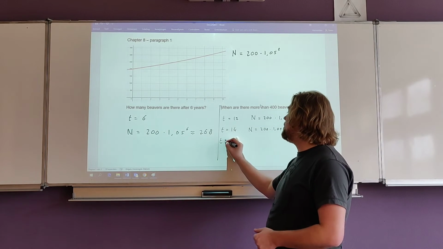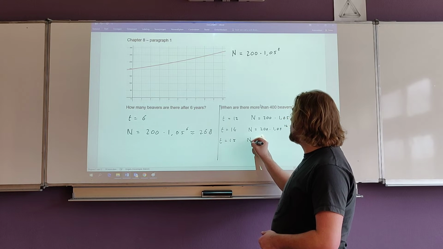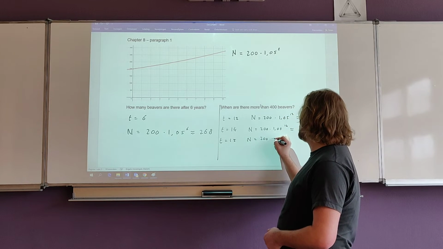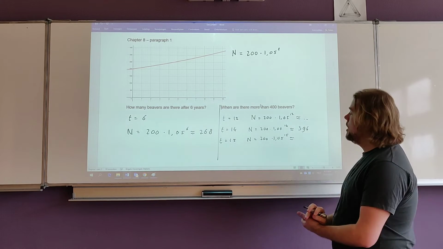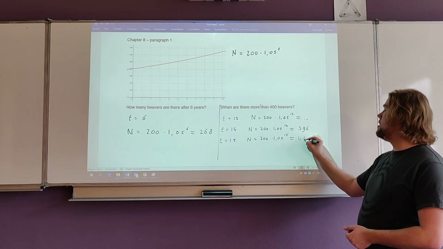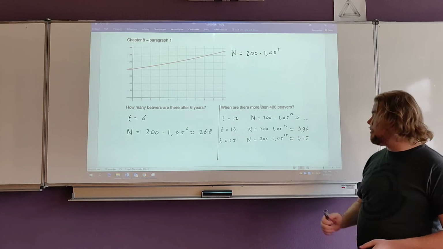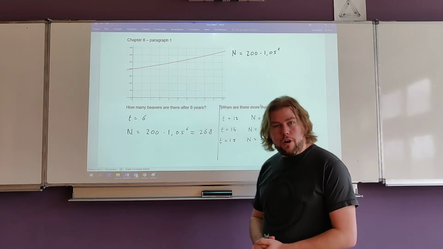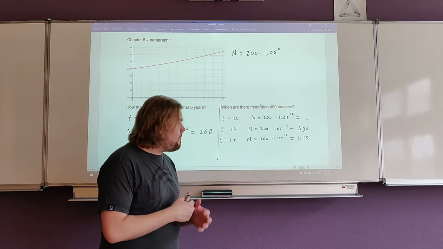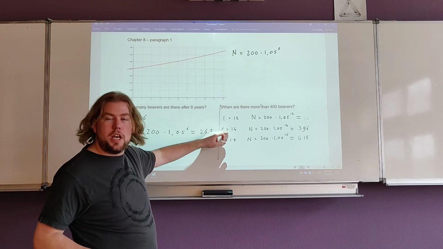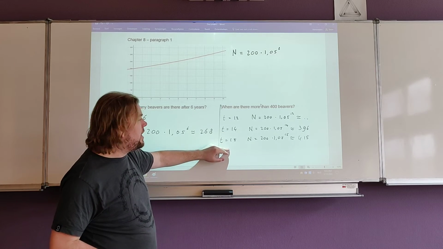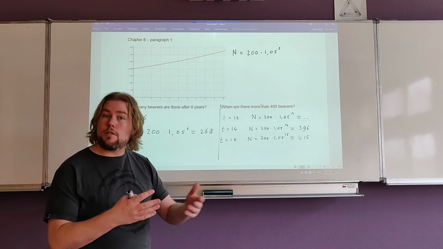So if I fill in 15, right, so we're going to fill that in, 200 times 1.05 to the power of 15, then we get 415 beavers. So when are there more than 400 beavers? Well, if we just measure it every year, then we would say after 15 years, right? Because after 14 years, it's still not enough. Now, you can also say that it's during the 15th year at some point.